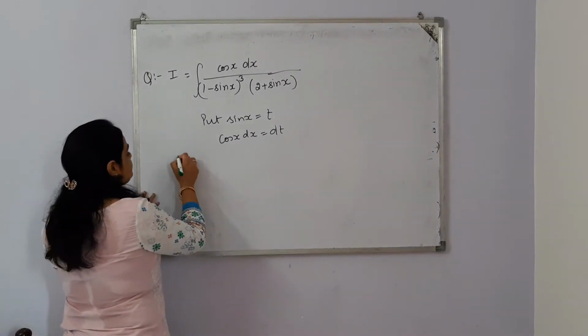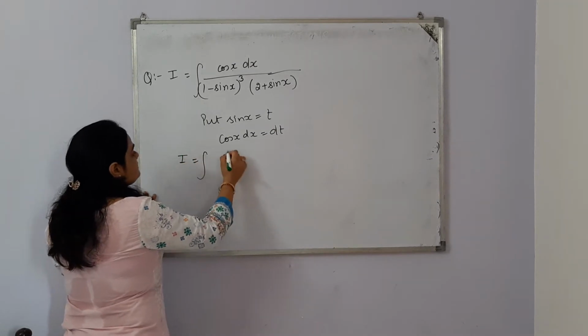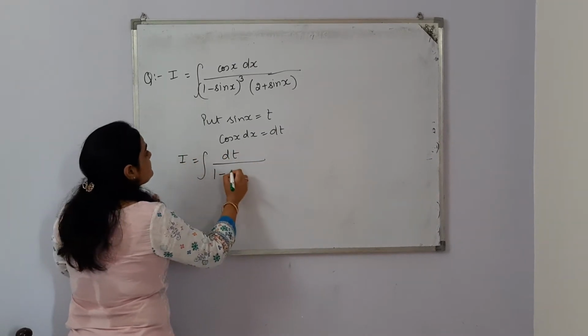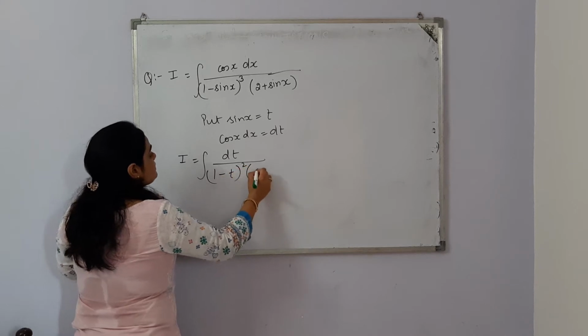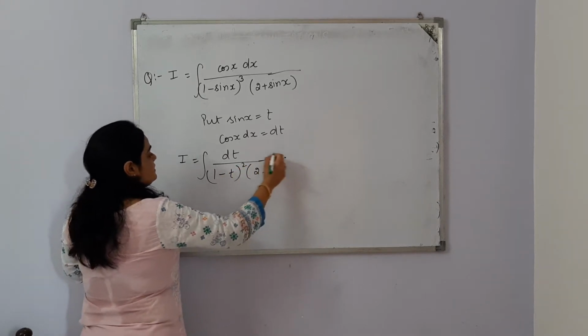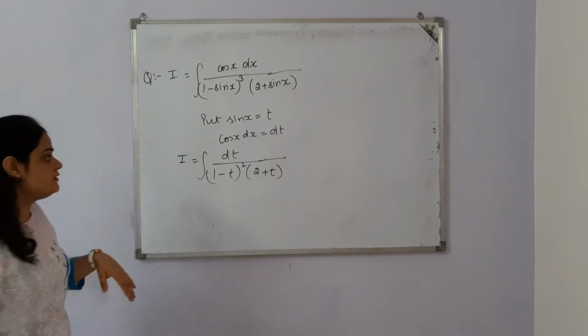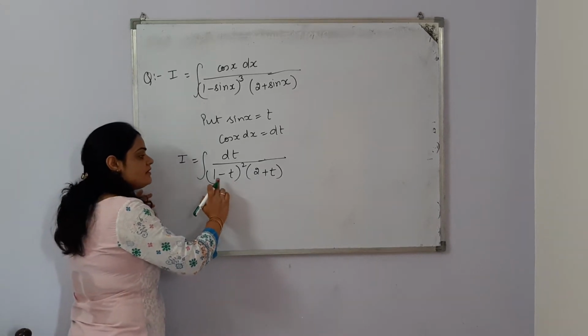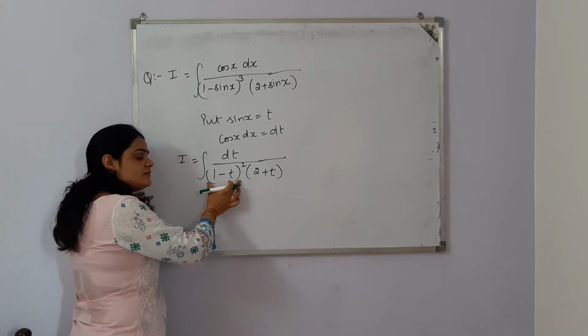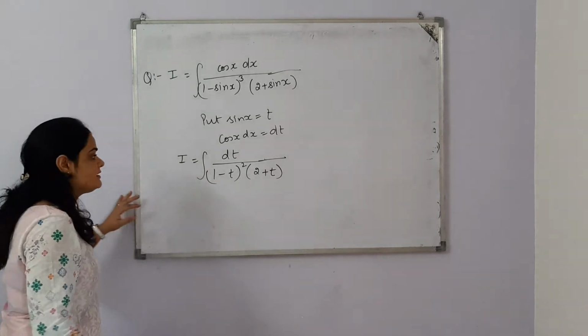So now what is I? I is the integral of dt upon (1 minus t) whole square (2 plus t). Now in (1 minus t) whole square (2 plus t), here we have 3 factors. One is a repeating factor and another one is a different factor. What will we do?